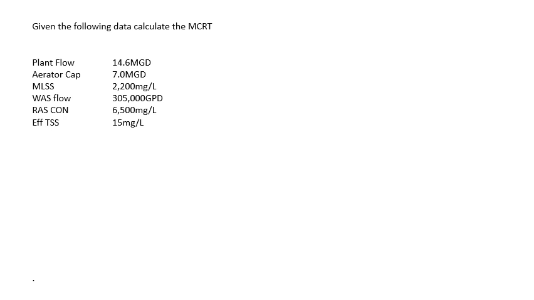Given the following data, calculate the MCRT. All right, so this one, we've got all 6 variables. You got your plant flow of 14.6 million gallons a day, your aerator capacity of 7 million gallons a day, your MLSS of 2,200 milligrams per liter, your WAS flow of 305,000 gallons per day, your RAS concentration of 6,500 milligrams per liter, and your effluent TSS of 15 milligrams per liter.